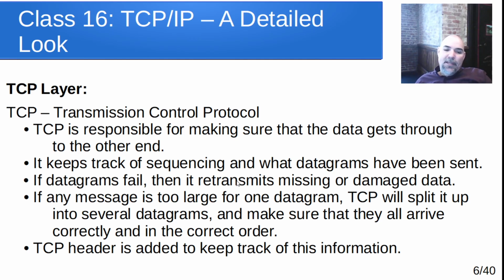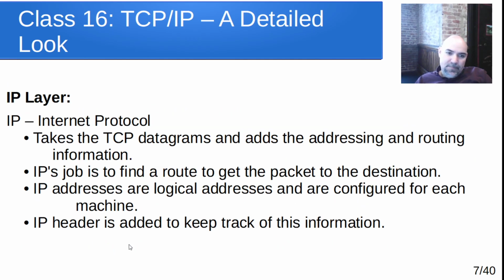And the way that it keeps track of those is it adds a header onto the data, because if you're going to keep track of a sequence, you need to have a sequence number. If you're going to keep track of which ones have arrived and which ones have failed, you need to have some mechanism for keeping track of that. And it adds a little bit of data, this TCP header, to keep track of that.